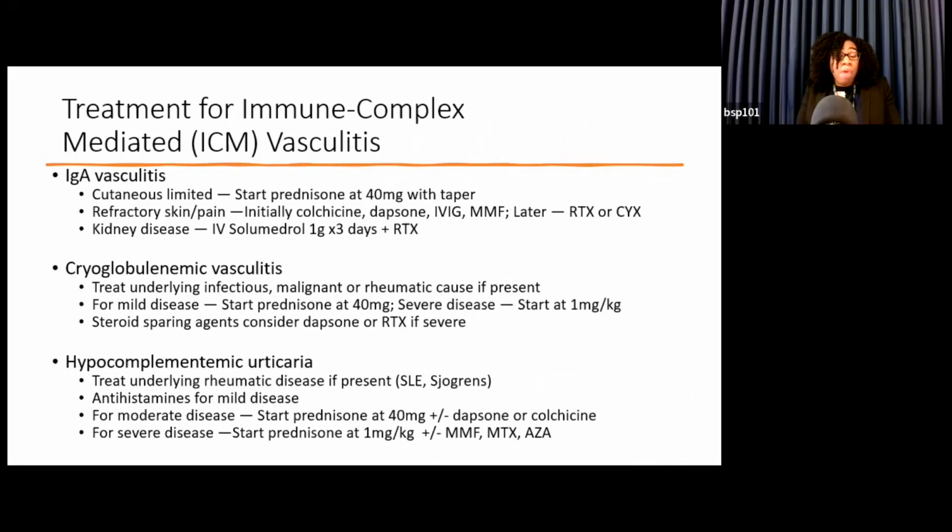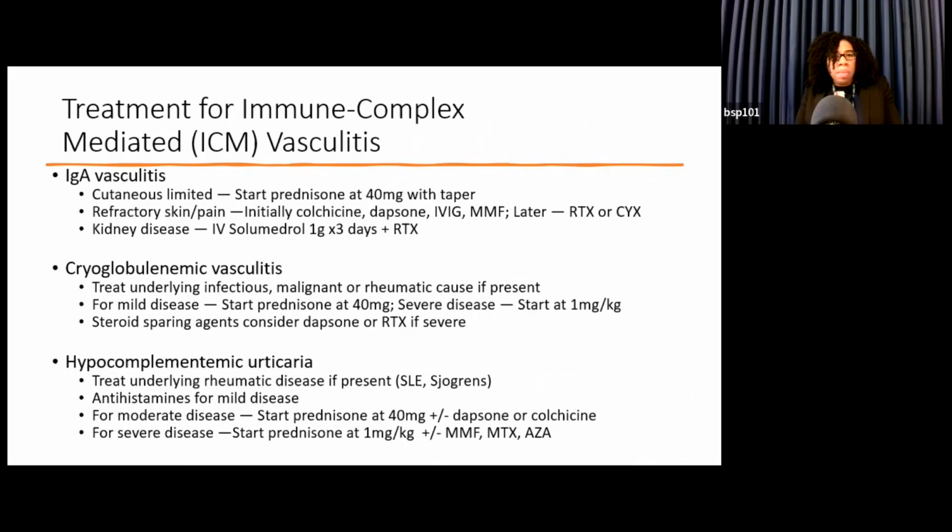However, if there's kidney involvement from the outset, we would go straight to the IV steroids and rituximab for IgA vasculitis treatment. For cryoglobulinemic vasculitis, as I mentioned before, there can be some association with infection or malignancy or even rheumatic disease. And so if that's present, you want to treat those diseases first. And for milder disease, you can start with around 40 milligrams of prednisone. And then for the more severe manifestations, start at 1 mg per kg. Depending on the severity, you can add dapsone or rituximab.